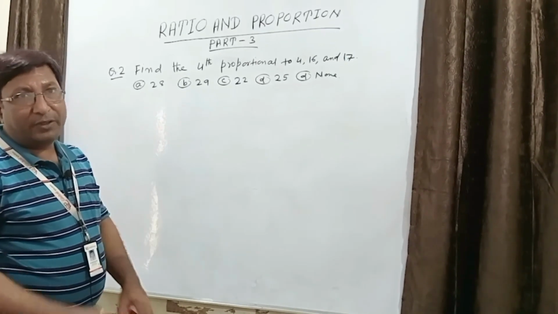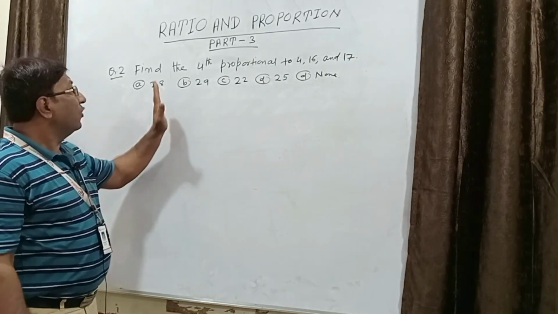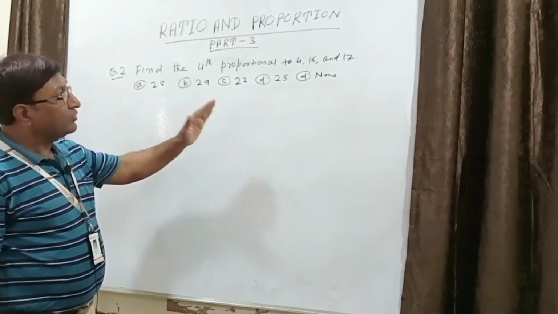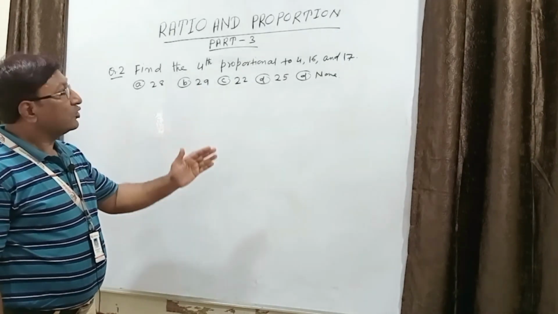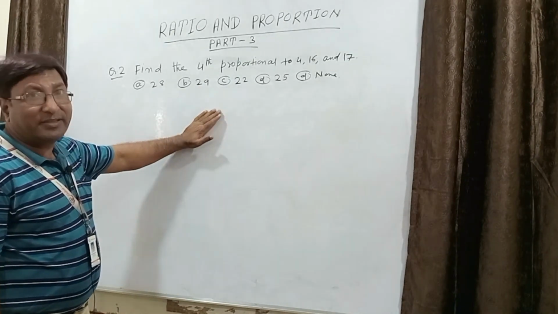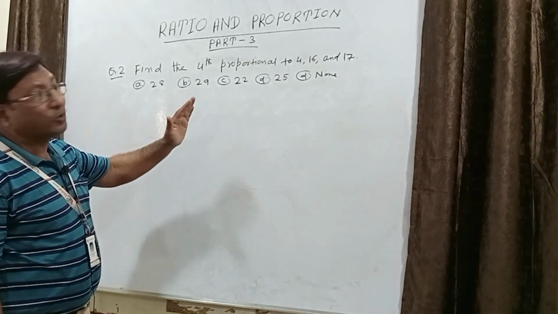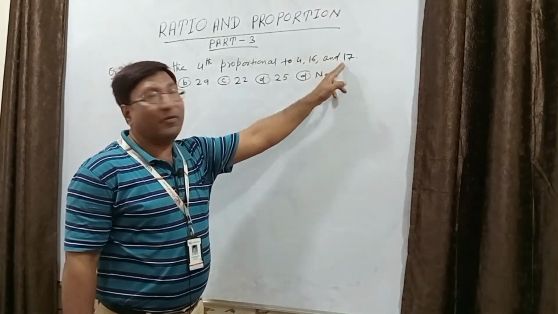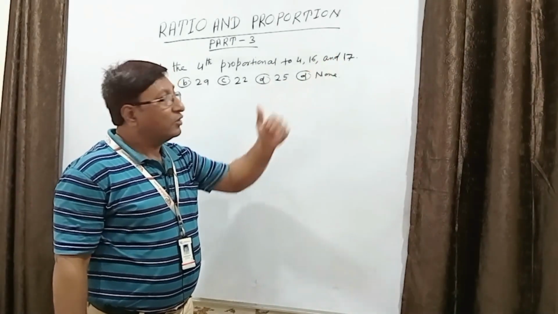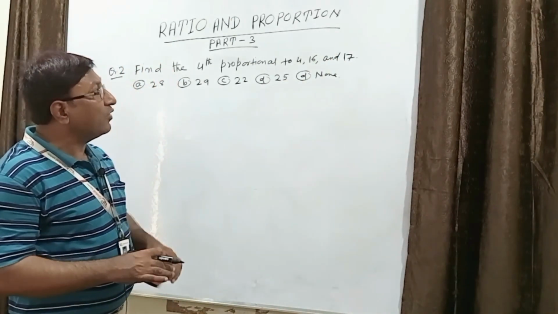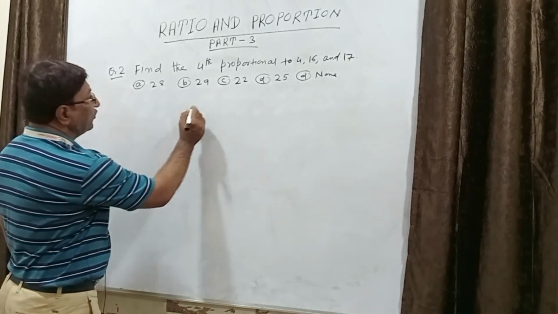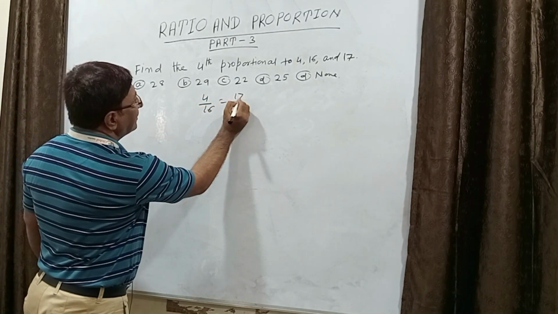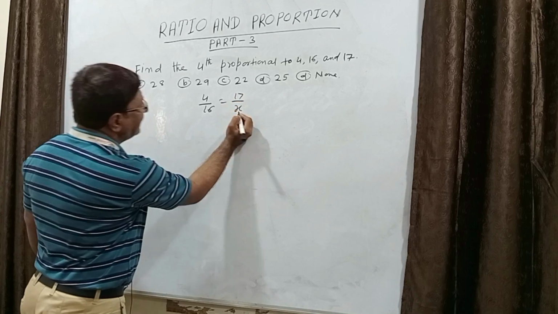Now see question number 2. Find the fourth proportional to 4, 16 and 17. For this type of question, what is the simple technique? We have to find the fourth proportional from the 3 given numbers 4, 16 and 17. Suppose the fourth proportional is x. So the simple technique is 4 upon 16 equal to 17 upon the fourth, that is x.